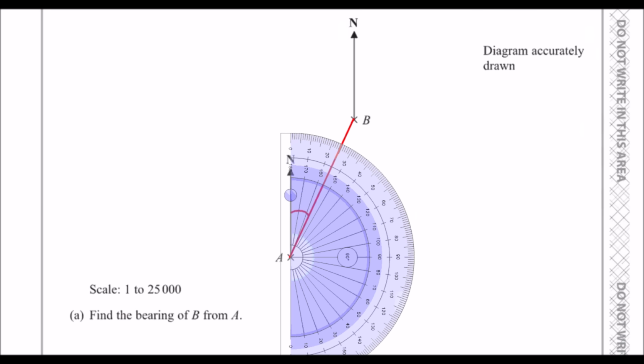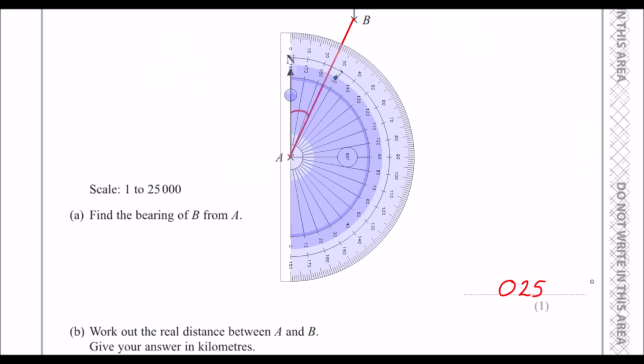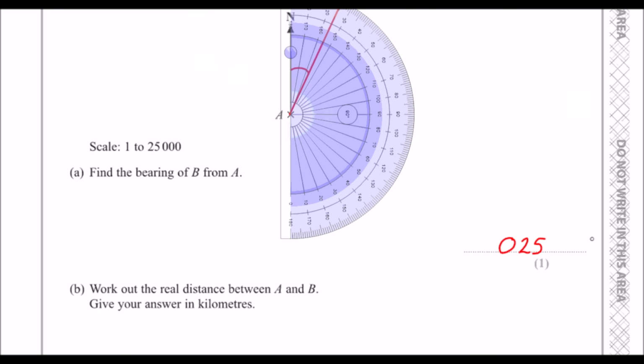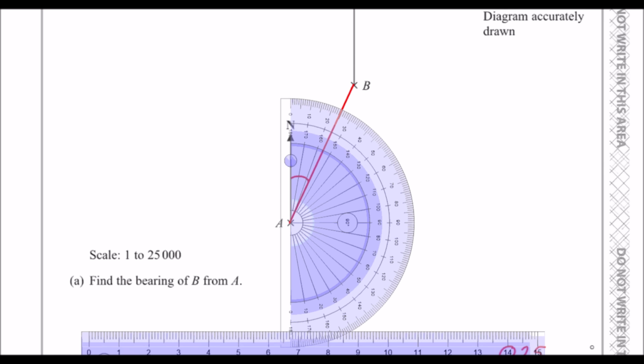Find the bearing of B from A. So 25 degrees as a bearing. With a bearing, we use 3 figures. So I'm going to write 025. If it was 40 degrees, it'd be 040. So we just use 3 figures with bearings. And it's always measured from the north line. Work out the real distance between A and B. Give your answer in kilometers. So we need to measure the distance on the map first.